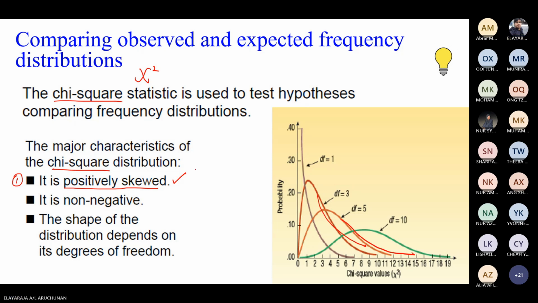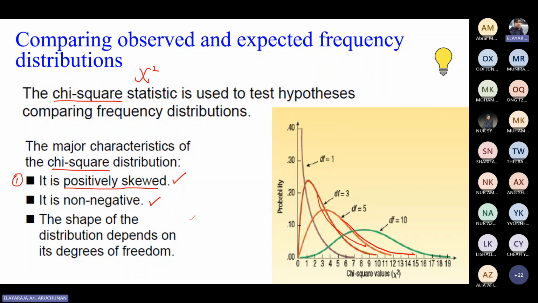Next, it is non-negative. The values obtained should be non-negative. And then the shape of the distribution depends on the degrees of freedom.